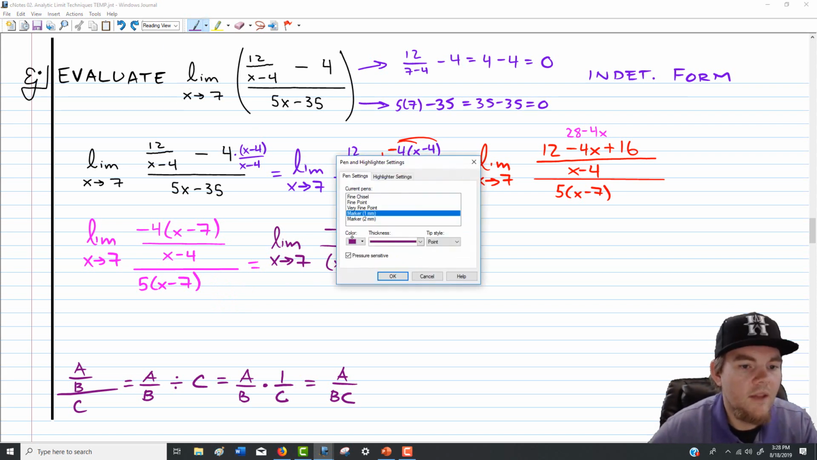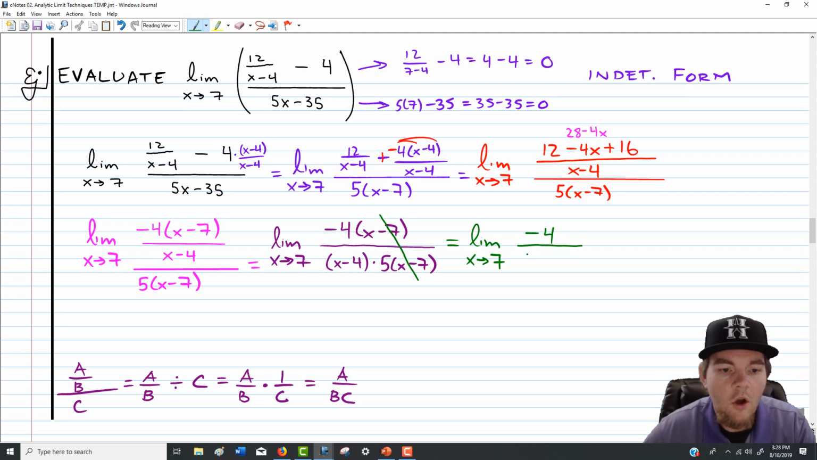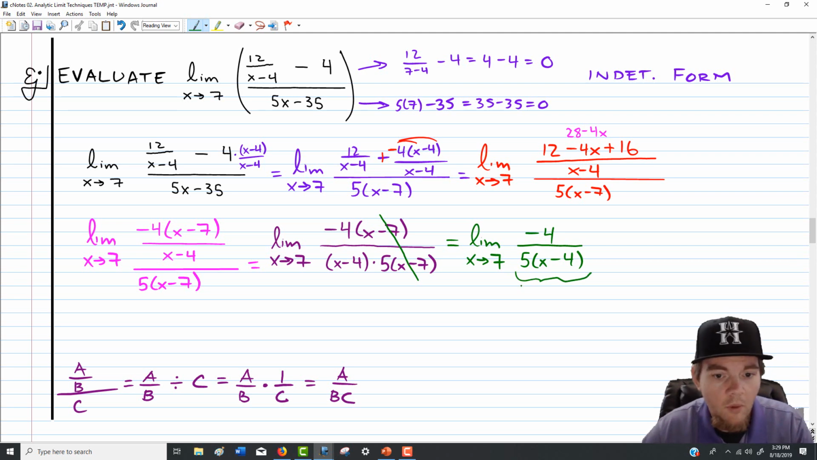And more important than anything else, that work we just did actually cleaned everything up for us. We now have an x minus 7 in the numerator and an x minus 7 in the denominator. Since we were getting 0 over 0 when we tried plugging in a 7 before, if we divide away the x minus 7s, we'll be left with an expression that no longer is indeterminate. Specifically, we'll have the limit as x approaches 7 of negative 4 in the numerator over 5 quantity x minus 4. And this is that function that agrees at all but one point.